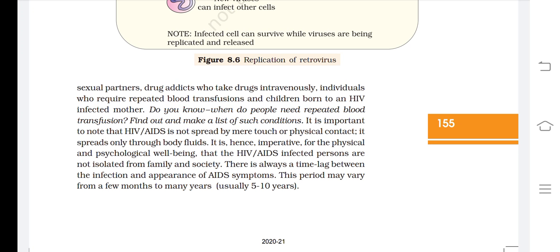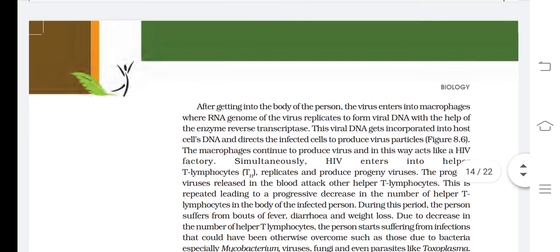It is important to note that HIV and AIDS is not spread by mere touch or physical contact. It spreads only through body fluids. It is hence imperative for the physical and psychological well-being that the HIV and AIDS infected persons are not isolated from family and society. There is always a time lag between the infection and appearance of AIDS symptoms. This period may vary from a few months to many years, usually 5 to 10 years.